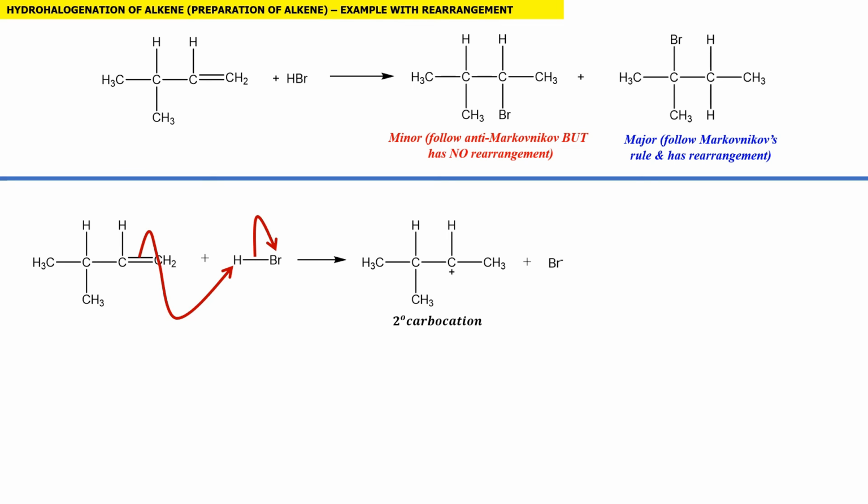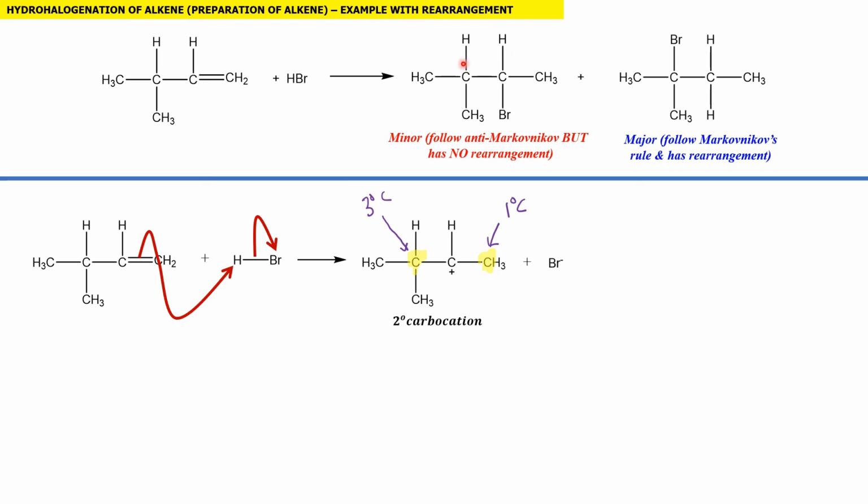Sekiranya awak dapat secondary carbocation, please remember to check its carbon jiran kiri dan juga kanan. So again, carbon jiran ini, okay, sama macam yang kita buat tadi, ini adalah tertiary carbon and this is primary carbon. So bermaksud apabila kita ada carbon jiran yang mempunyai class of carbon yang lebih tinggi daripada the class of the carbocation, maka you have to consider rearrangement.